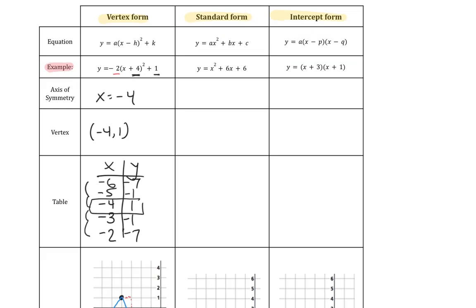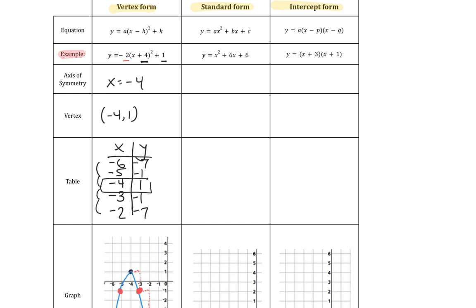Okay, now let's take a look at standard form. Now remember, the x value is going to be -b/2a. Right? The x is going to be -b/2a. So what is that going to be? -6/2 times 1. So my x value is -3.